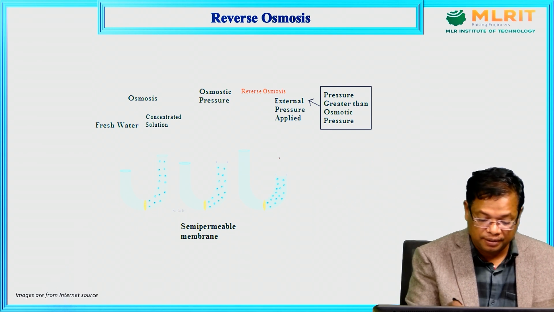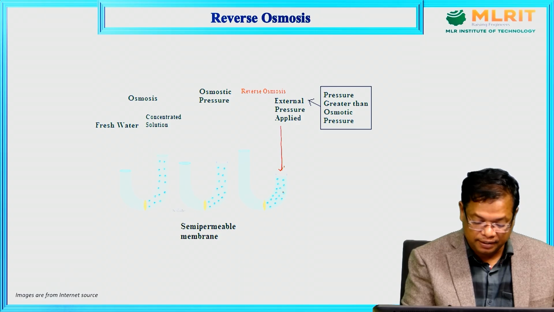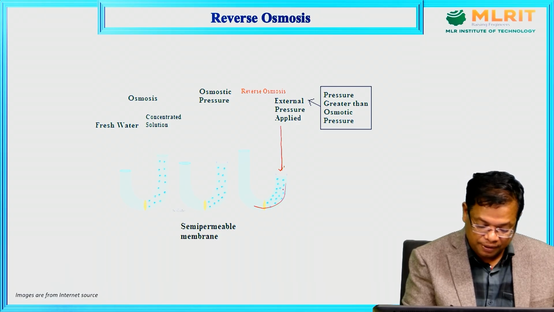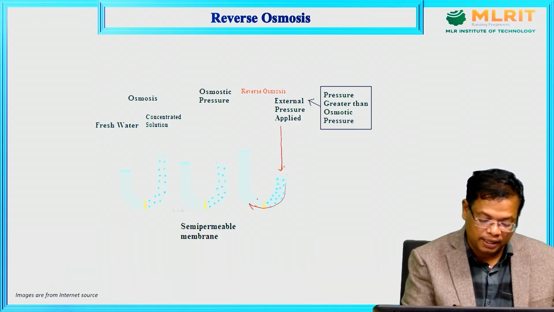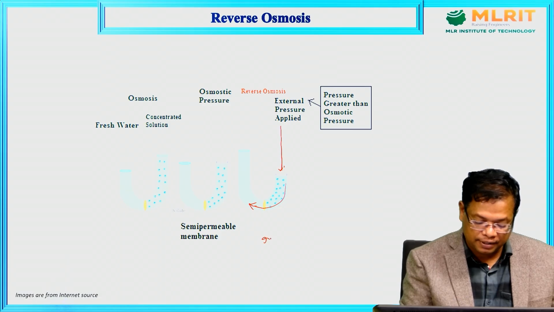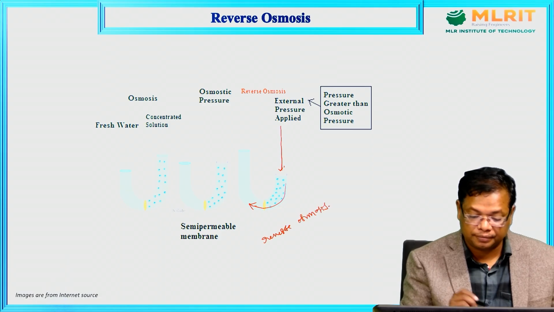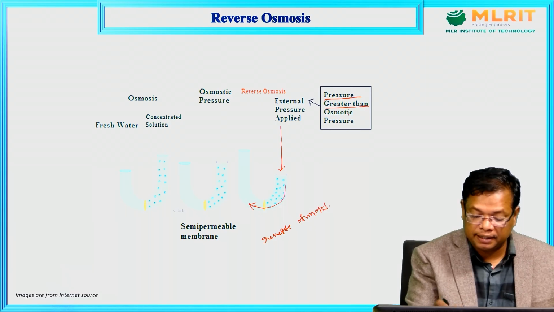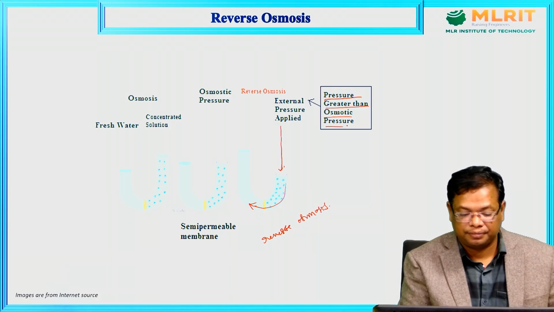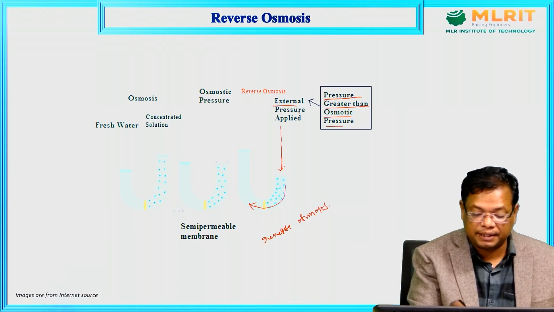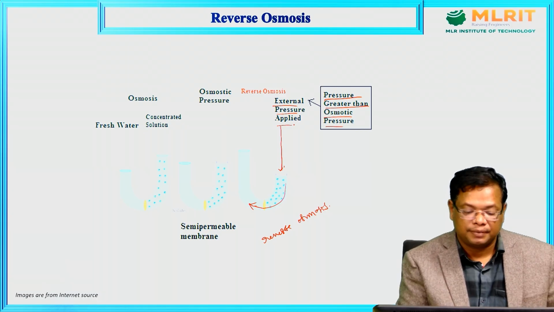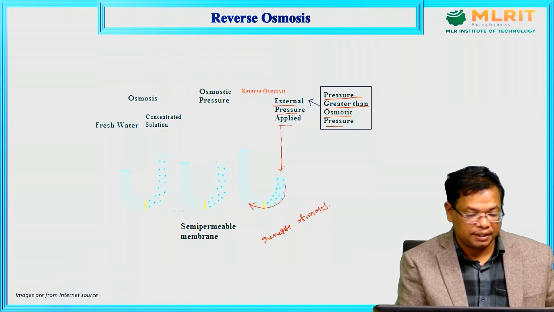So now you are applying an external pressure. That's why the solvent flows from higher concentrated to low concentrated. This is called reverse osmosis. The pressure is greater than the osmotic pressure. So this is the external pressure. So this is called reverse osmosis. It is very simple.